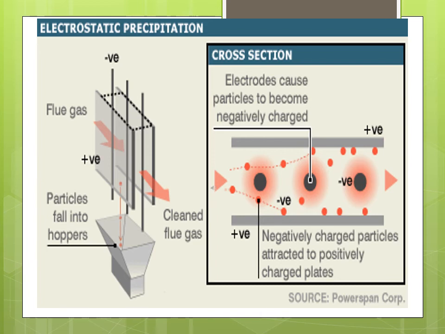Children, the metal plates have opposite charge and hence the particles stick to it. Knocking of these plates makes the particles fall into the hopper tray. Electrostatic precipitator is very economical and simple to operate compared to other devices.